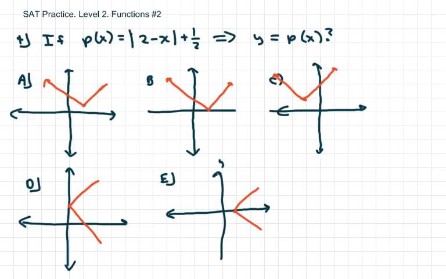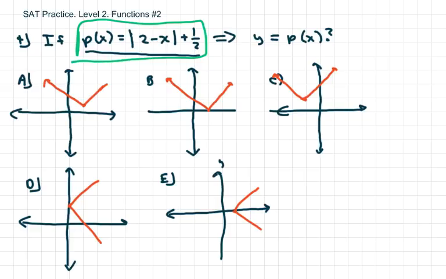Hi everyone, we're doing SAT Practice Level 2, Functions, Part 2. There's actually 4 parts altogether, and we're talking about functions here. We're looking at the graph. It asks for the graph of P of X, meaning this graph. So they're wanting to know what this graph kind of looks like.